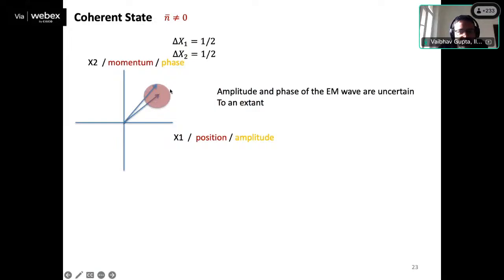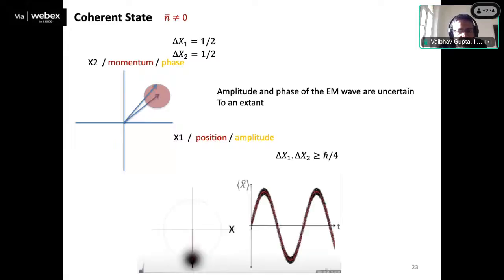And if you see the extent, this will be half, and on the y-axis also, this will be half. And if you multiply again, this should always be greater than h-bar by 4. This is how it looks. So suppose in the quadrature you are here, that is the coherent state, because it's not here. If it were here, this would be the vacuum state. So this is the coherent state. The red color shows the phasor, and exactly at this location there is some sort of uncertainty.